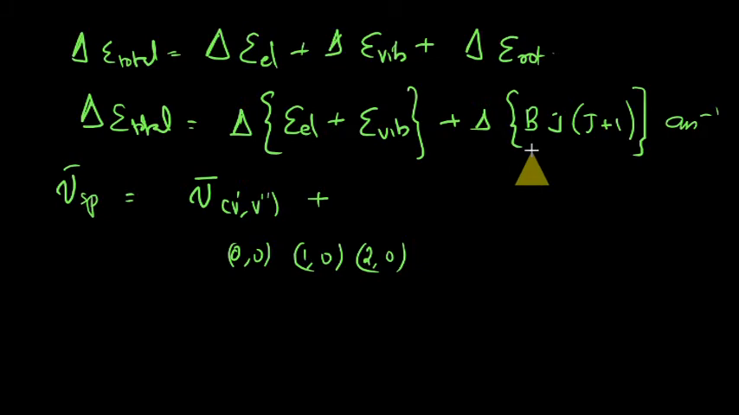Plus delta of BJ into J plus 1. So here we have an expression for the wave number of the spectroscopic line. Here J can have several values, and corresponding to these several values we will get different wave numbers. That will give the idea of the rotational fine structure.